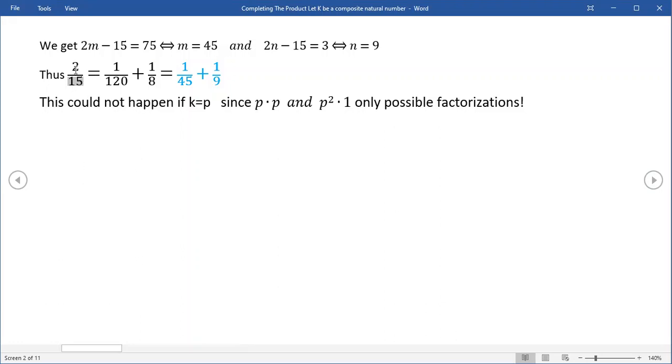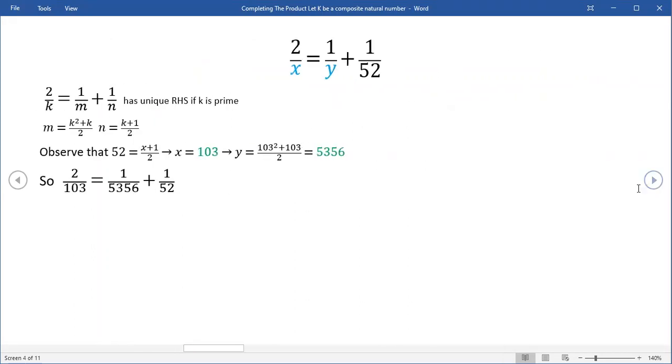But again here, 2 over 15 has 2 different representations as 1 over some natural number, as compared to the solution right here where we found out that k was actually a prime number, 103. This is the only solution to this equation. Okay, hope you guys enjoy.